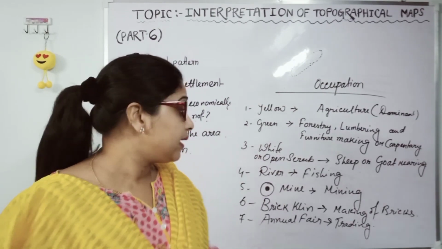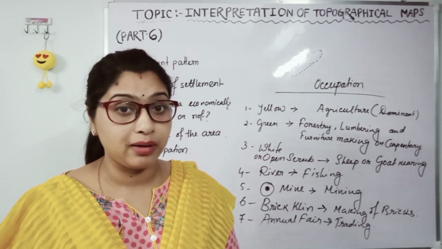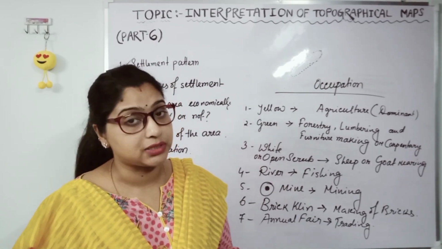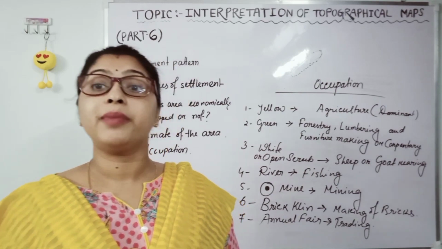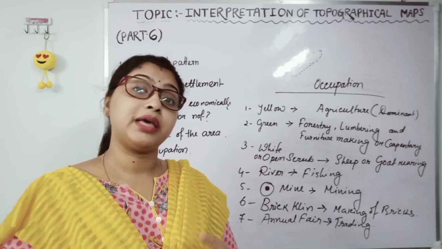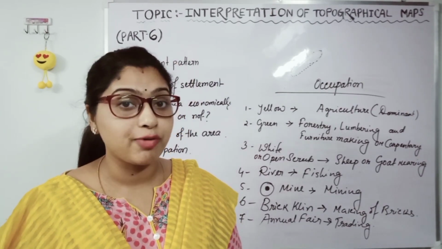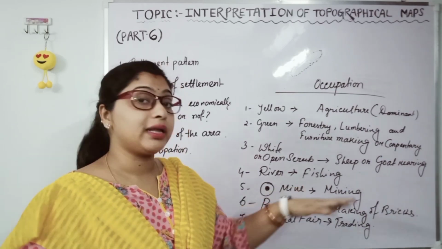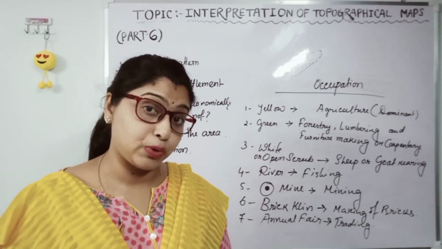Next, mine. If you see a black circle with a black dot within it, that shows a mine area. If a mine area is shown in that part of the topo map, it means people engage in the mining sector. Next, brick kiln. In some parts of maps brick kilns are also there, where people make bricks for different construction, but in our map we can't see brick kilns in these areas due to lack of proper transportation.